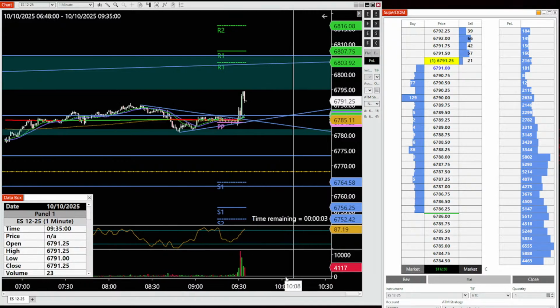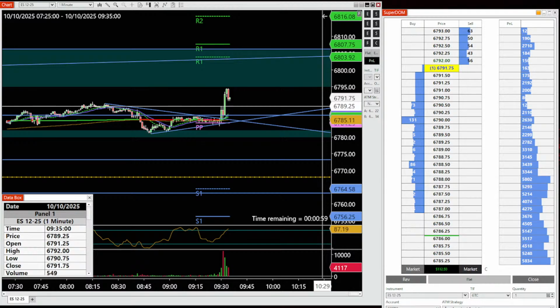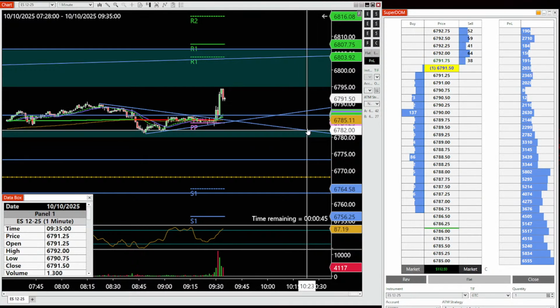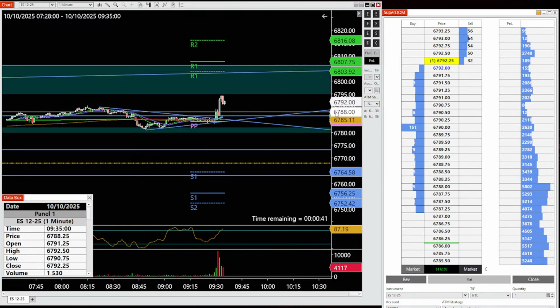Didn't want to push it in case they just wanted to keep going, even though it could pull back in. But I just wanted to take a short off the overnight highs.